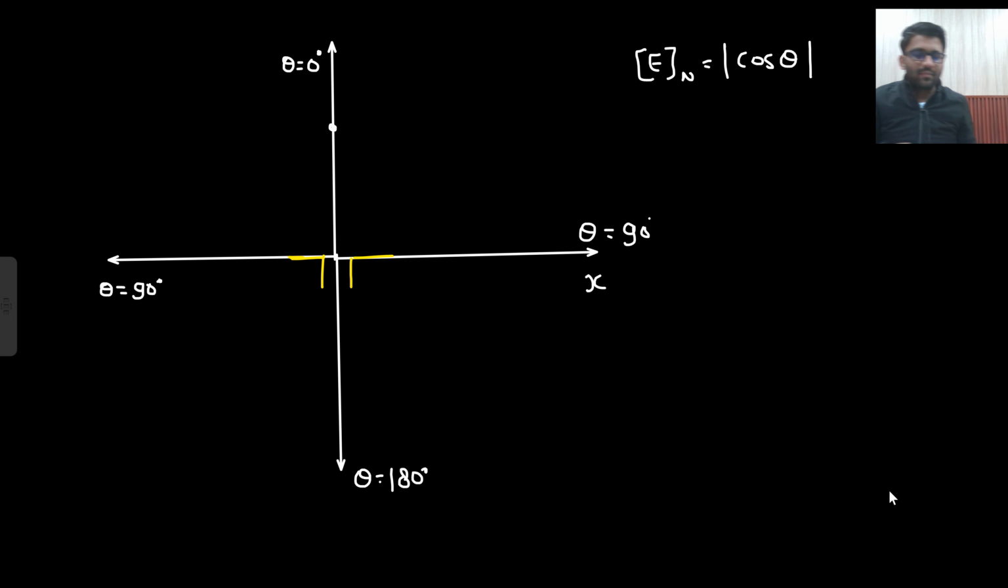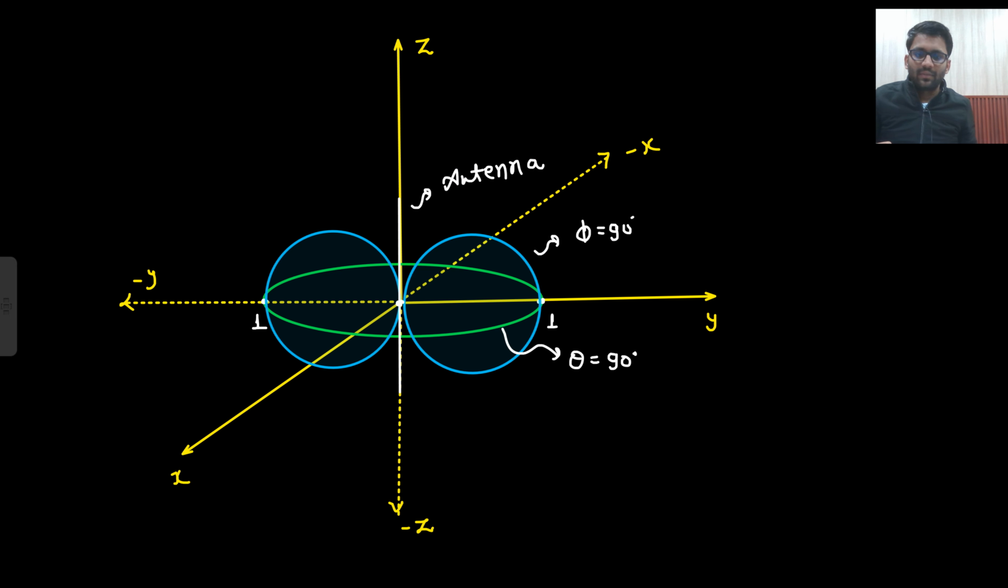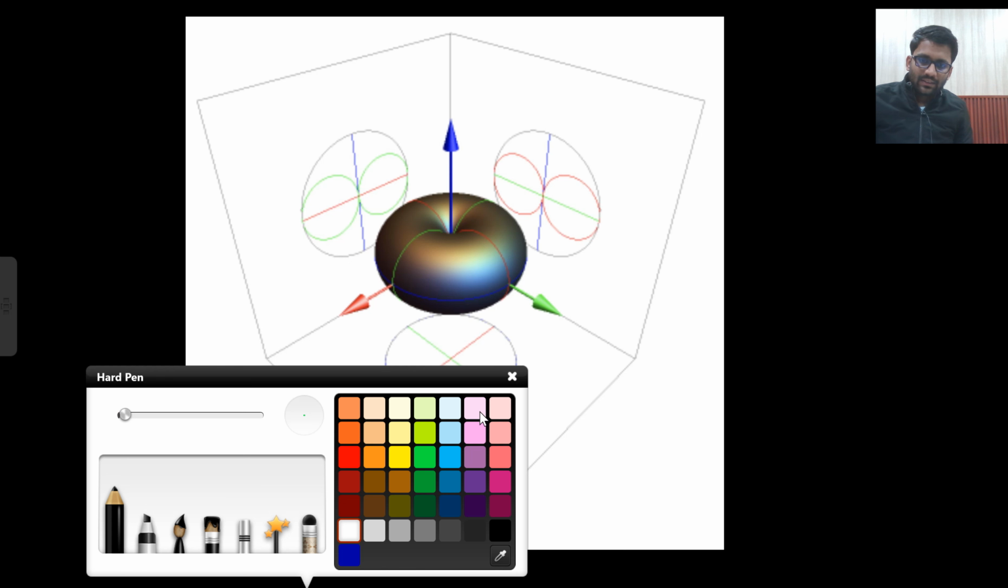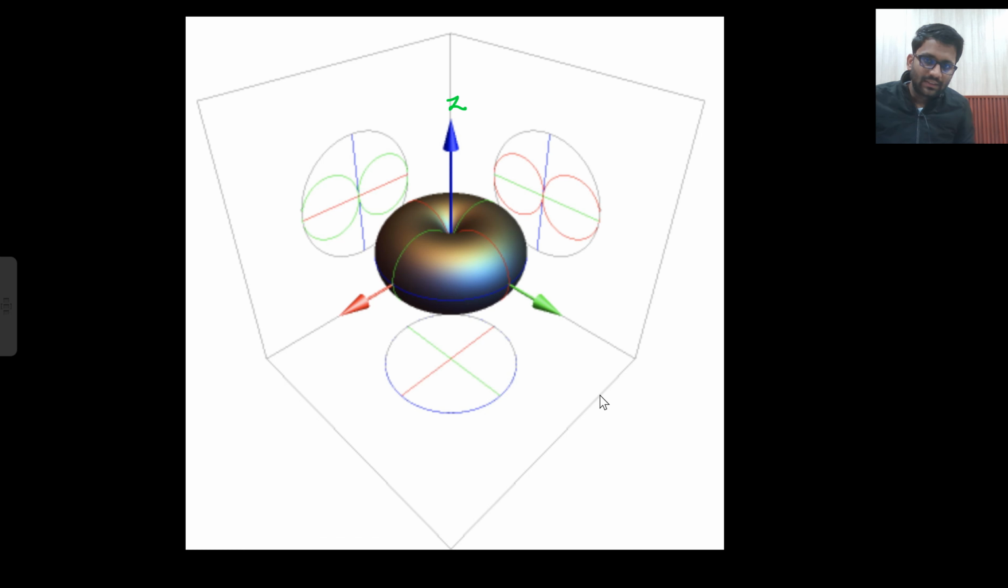If you remember this diagram I showed, if I call this my z-axis, this my x-axis, and this my y-axis, then this is your theta equals 0 degree. This is your theta equals 90 degree. Similarly, this is also theta equals 90 degree only, no? Are you getting this point? From z to x you come, or from z to y you go, this is also 90 degree.